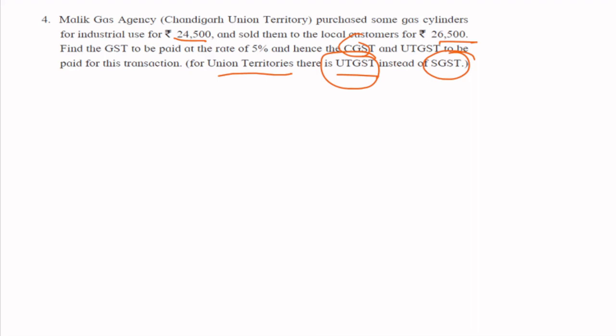So again, try to understand the logic. Here, initially, how much did Malik Gas Agency pay? 24,500. The moment he paid 24,500, this includes a GST as well. So he paid whatever GST was applicable, and that GST will be paid to the seller. But now how much GST Malik Gas Agency has to pay, that we need to calculate.